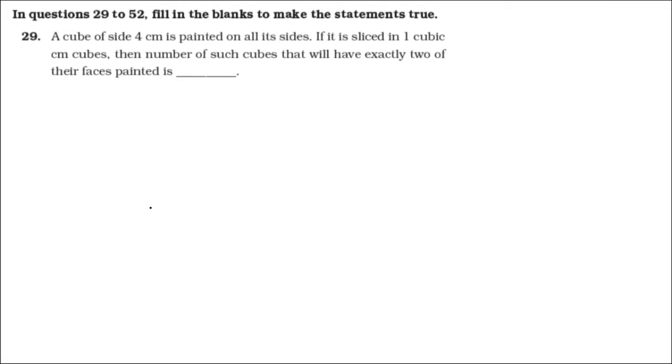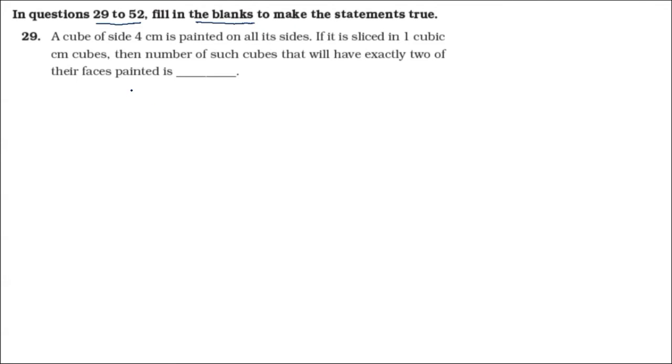Now we have questions 29 to 52, which are fill in the blank type questions. Let's go with question number 29. A cube of side 4 centimeter is painted on all its sides. If it is sliced into 1 cubic centimeter cubes, then the number of cubes that will have exactly 2 of their faces painted is.